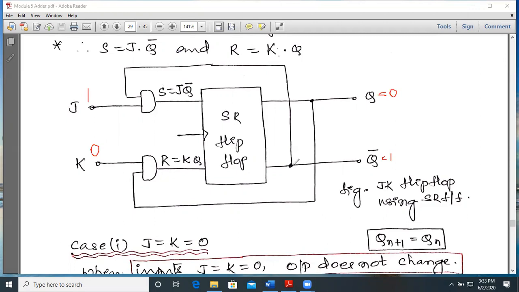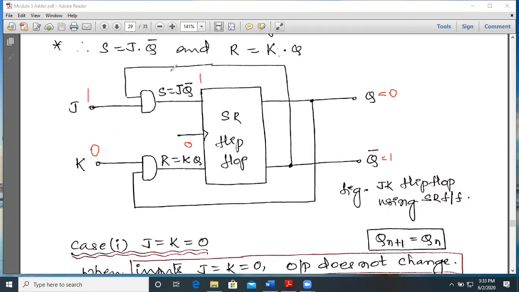So our S input will be, here Q bar is 1. J is also 1. So S input is 1 over here because J is 1, Q bar is 1. So we are getting S equal to 1. So what about R now? Q is 0, K is also 0, so thereby we'll get 0 over here.